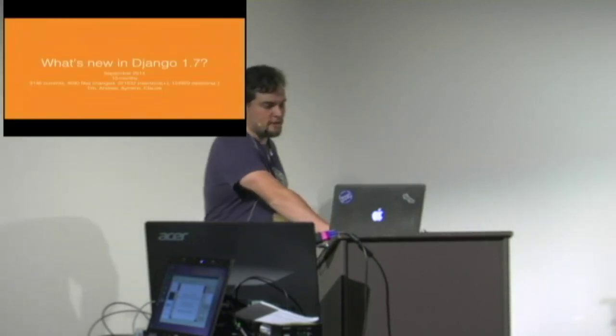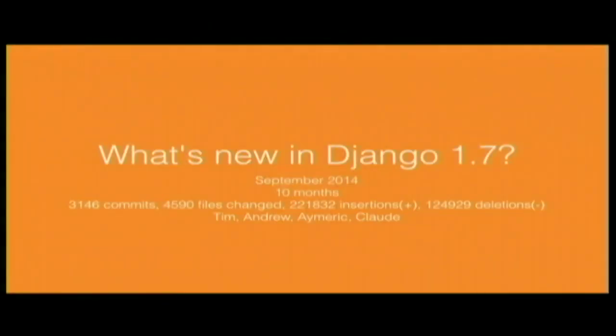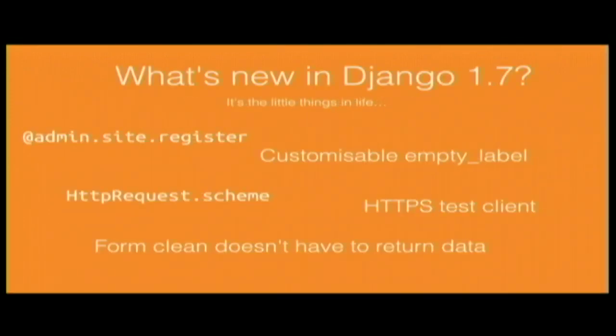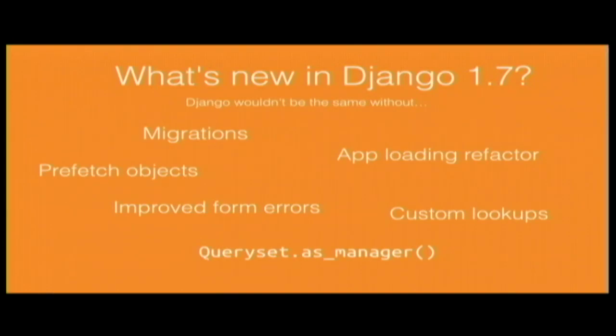Django 1.7. We're 10 months further on here in September 2014. There is an obvious feature that landed in Django 1.7, thanks to someone sitting right over there, which is the migrations framework. White page. But that was by far not the only awesome thing that happened.